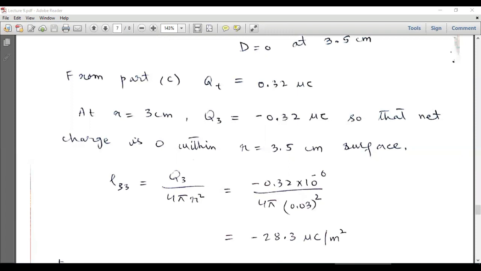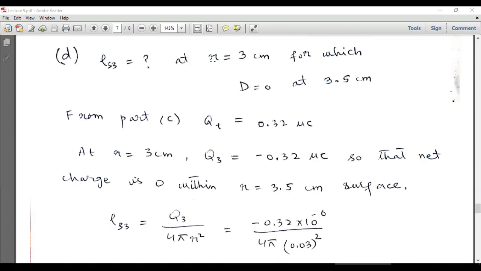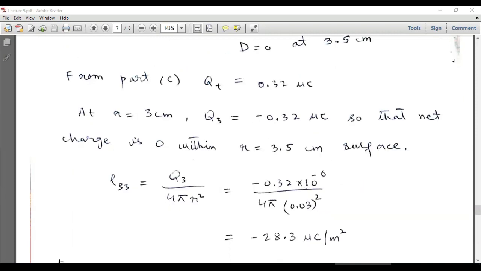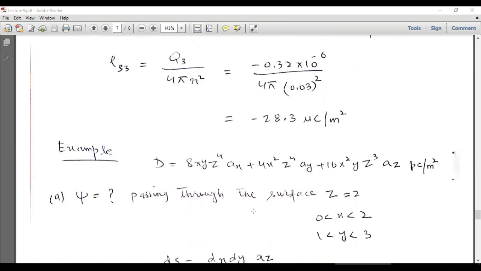So from this total charge, we can calculate the surface charge density, and that surface charge density is equal to Q3 over 4 pi r squared. So this is Q3 and r is equal to 3 centimeters, right? So we should put a surface charge density at r equal to 3 centimeters. So the surface charge density is equal to minus 28.3 microcoulomb per meter squared. That density must be available at r equal to 3 centimeters so that we get flux density equal to 0 at r equal to 3.5 centimeters.